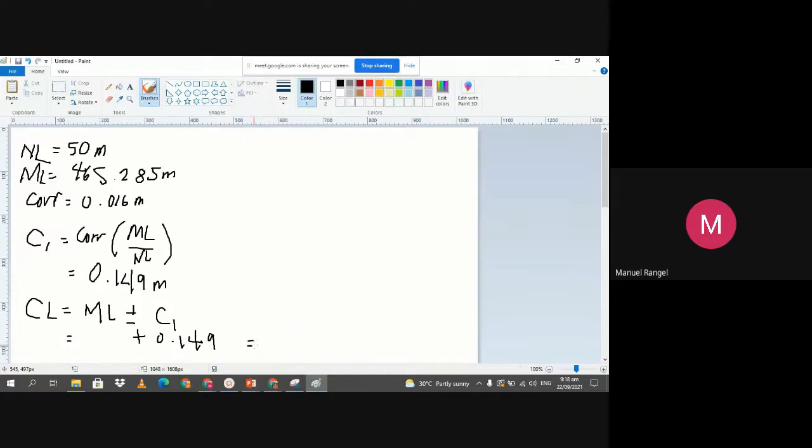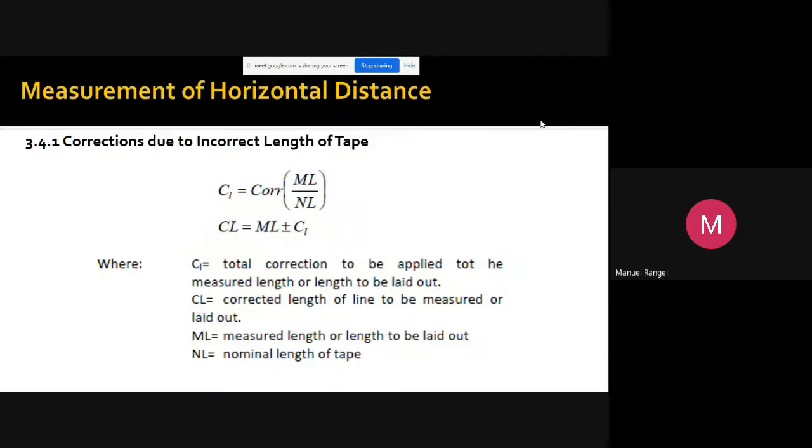465.285 plus 0.149 gives 465.434 meters. So that is the correct length of line AB.